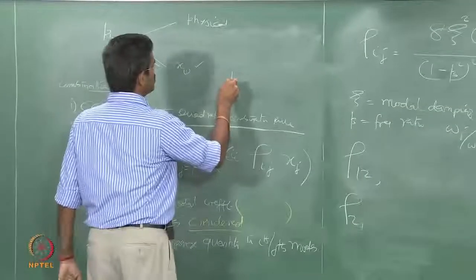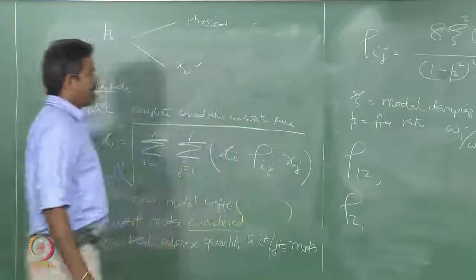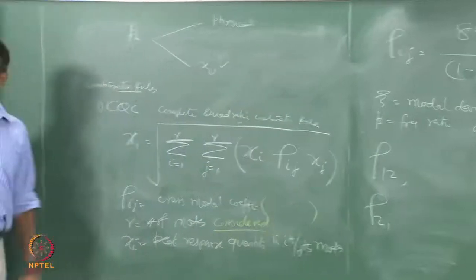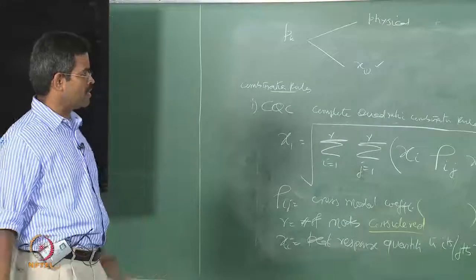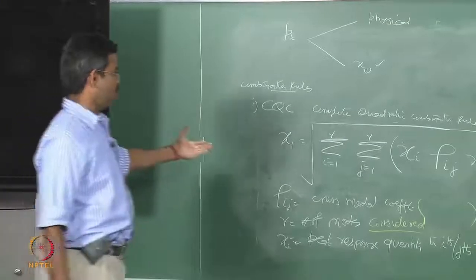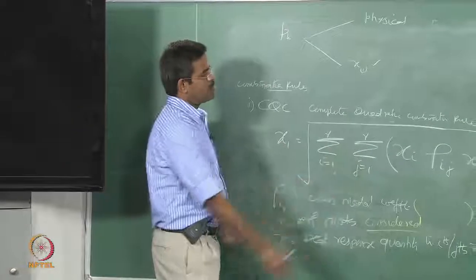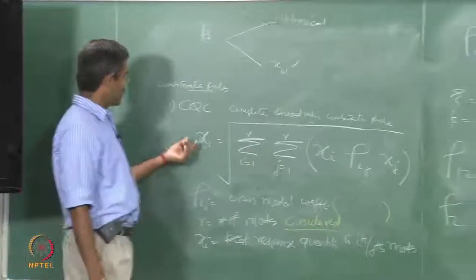I would request you to read a classical textbook on the modal combination rules, which will help you find the estimates, or you can refer to my textbook on dynamic analysis and design of offshore structures. We have talked about that. We have also done an example on this. Please look at that example and try to find out how we can get the x1 value.